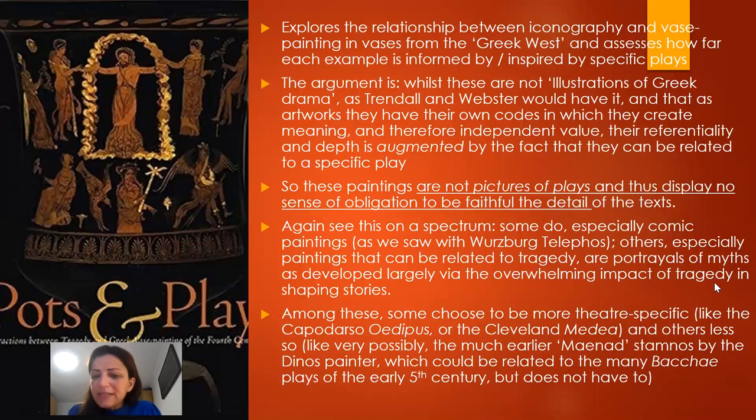Now, among these, as we said, some choose to be more theatre specific, like the Capodarso Oedipus that you also have in your OCR list, or the Cleveland Medea that you also have in the OCR list, and others less so. Okay, like possibly the much earlier Maenads Tamnas by the Dinos painter, which you also have in your OCR list, where the sparagmos of Pentheus is represented, and which could be related to our Euripides' Bacchae, but also it could be related to the many Bacchae plays about which I will speak in a minute, of the early 5th century, but does not have to. Okay, so it is an artistic representation of the myth. It could be related to a tragedy, but it does not have to.